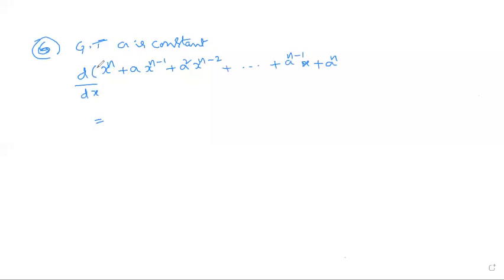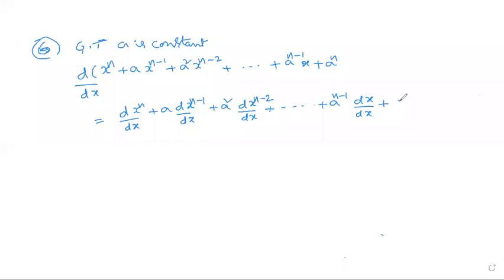Now everyone see, derivative of a sum means we differentiate separately. Derivative of x^n with respect to x, plus a is the coefficient outside, derivative of x^(n-1), plus a^2 is the coefficient, derivative of x^(n-2), plus dotted plus a^(n-1) is the coefficient, derivative of x, and derivative of a^n. So a is a constant.